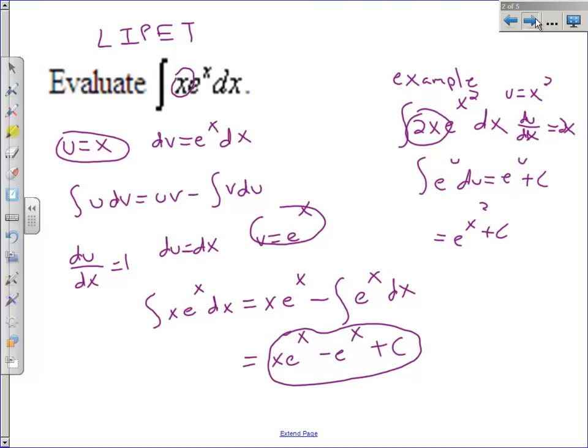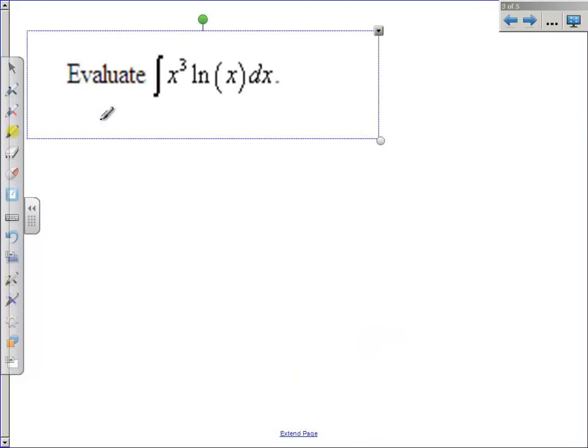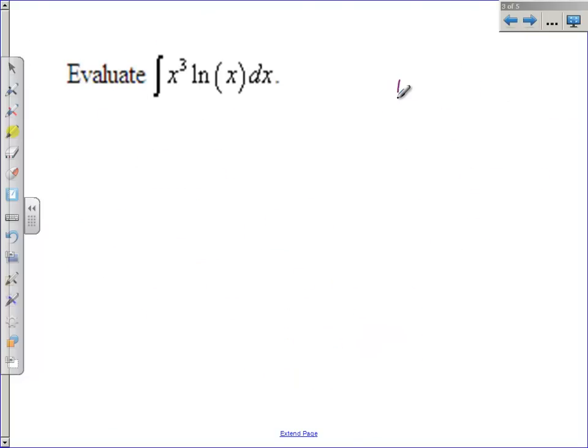Let's do another example. Okay, x cubed natural log of x. Let's write down limit. Okay, this is what we are going to choose for u. Do we have a logarithm? Yes, we do. So we are going to let u equal the natural log of x, and dv is going to be the rest of the stuff. So dv is x cubed dx.